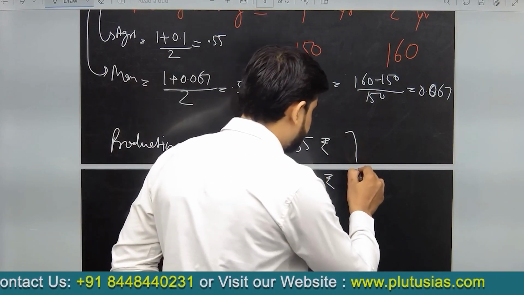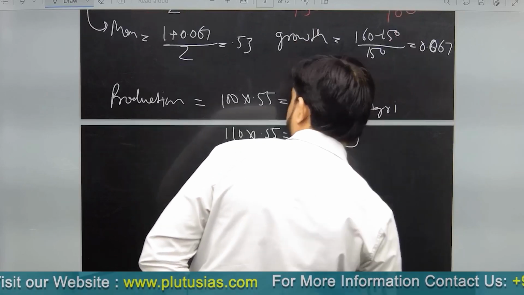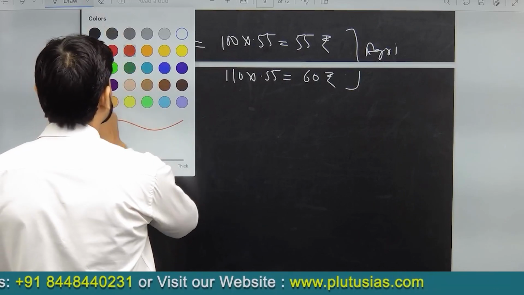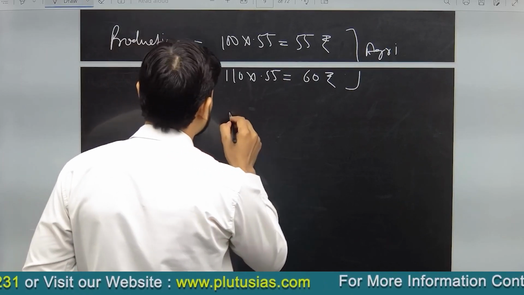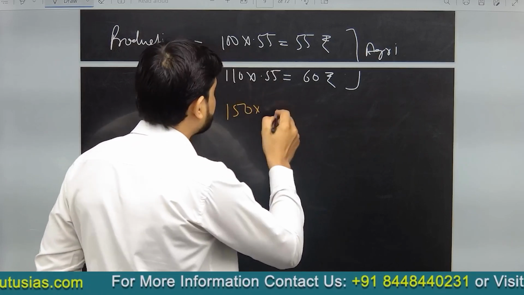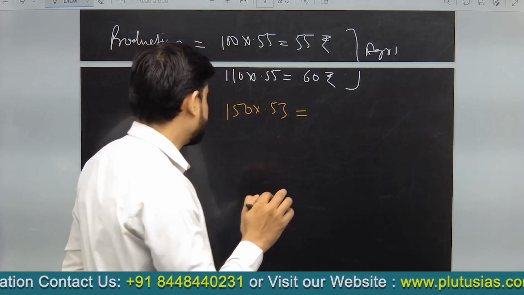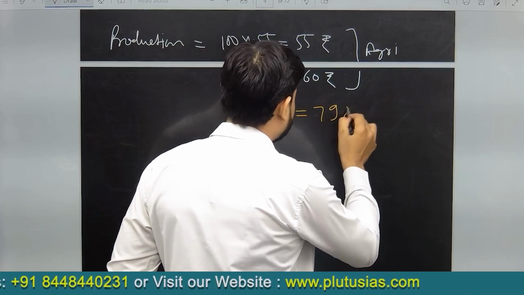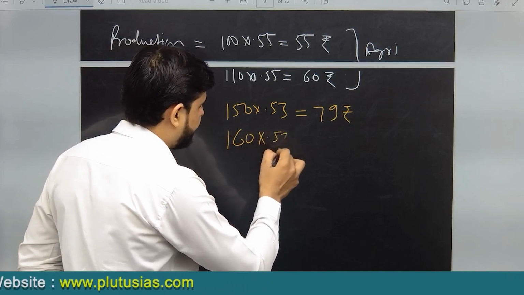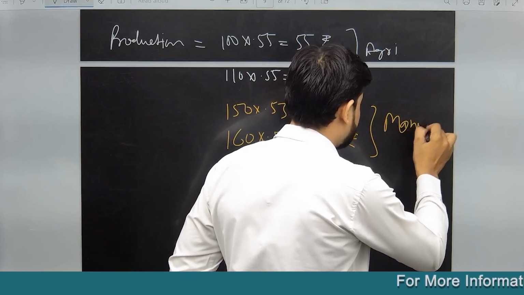This is agriculture sector. Manufacturing sector production: 150 was the first year and weighted average growth was 0.53. So it will be equivalent to maybe around 79 rupees. And second year production was 160 multiplied with 0.53, it may be around 85 rupees. This is manufacturing sector of 2 years.